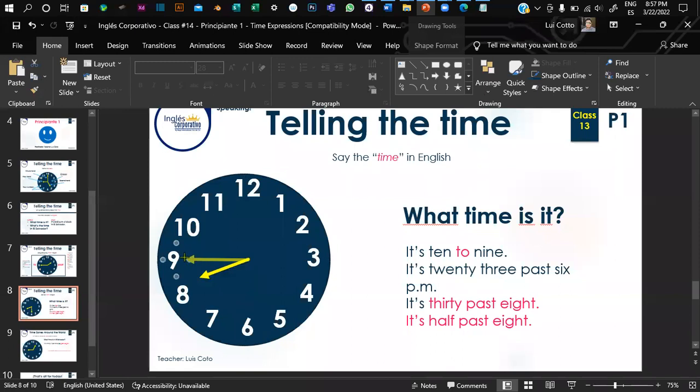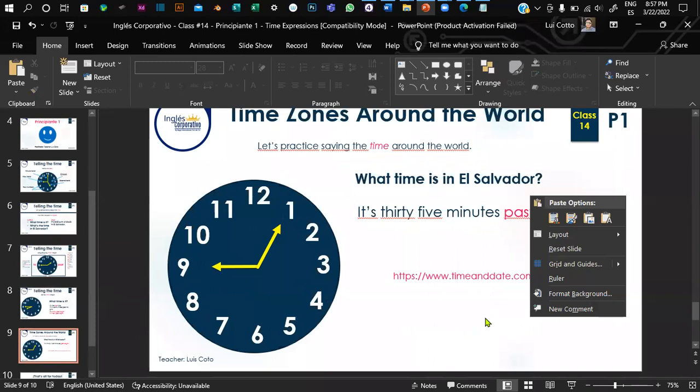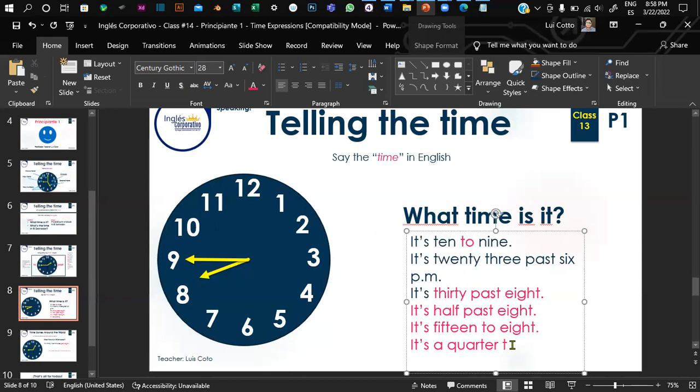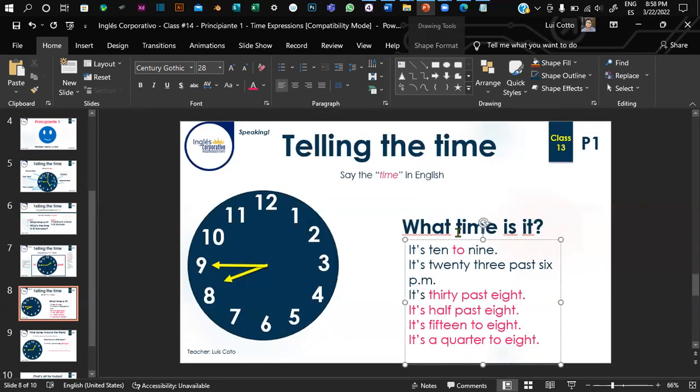And what about this? You can say 15. What time is it? Let's complete it. What time is it? Eight. It's? You can say 15. 15 to 8, or you can say it's a quarter. A quarter, right? Quarter to 8. Eight again. To 8. Okay. You have two options or more. More than two options.